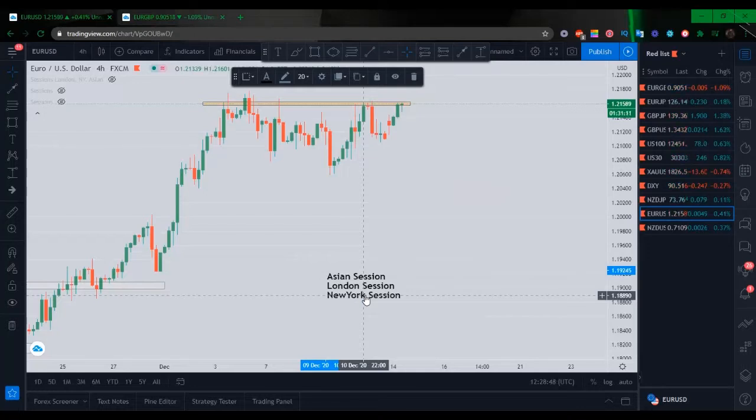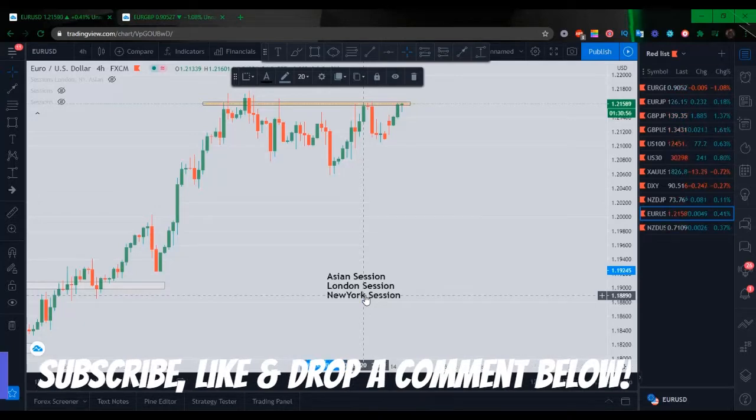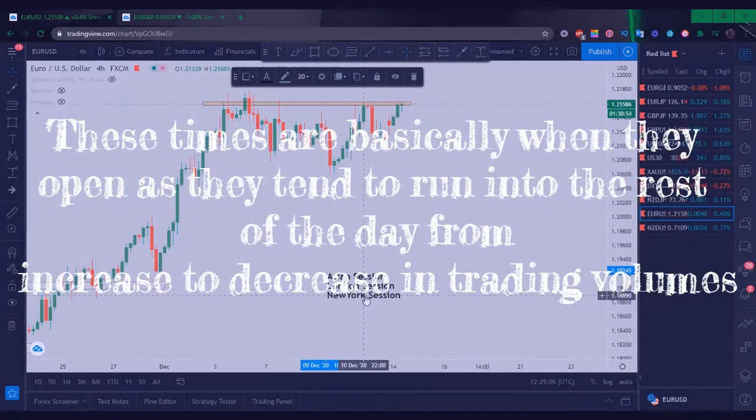These are the three basic sessions in trading, the three main sessions. The Asian session is basically around midnight, and the London session is around 8 a.m., 9 a.m. Nigerian time. And then the New York session, which is in the US, is 1 p.m. and 2 p.m. If you are using TradingView, it's also good.